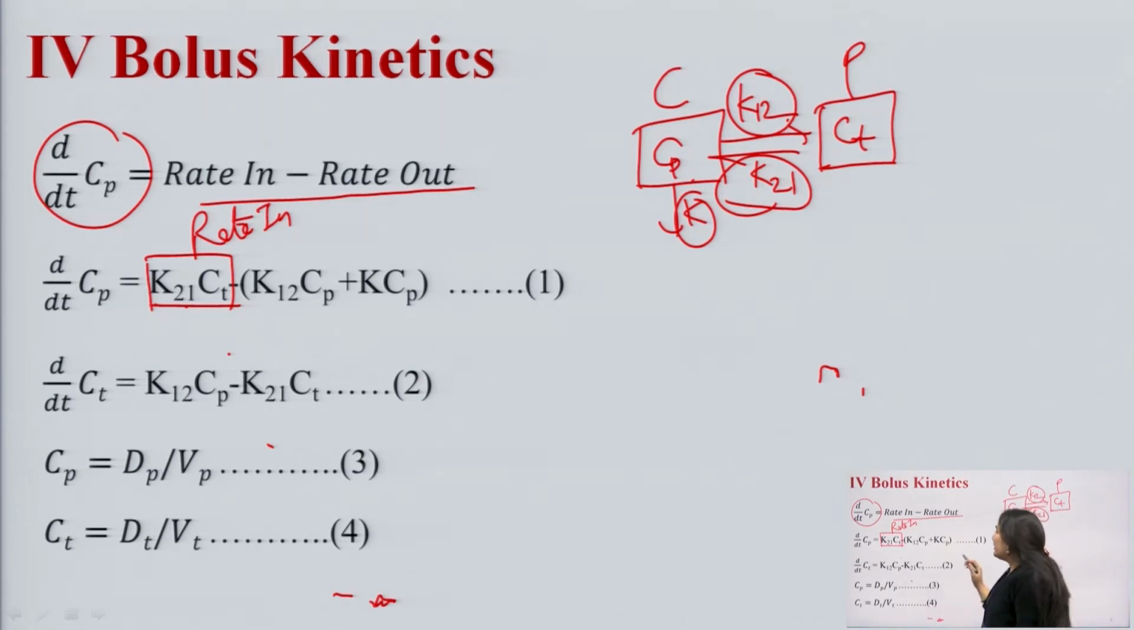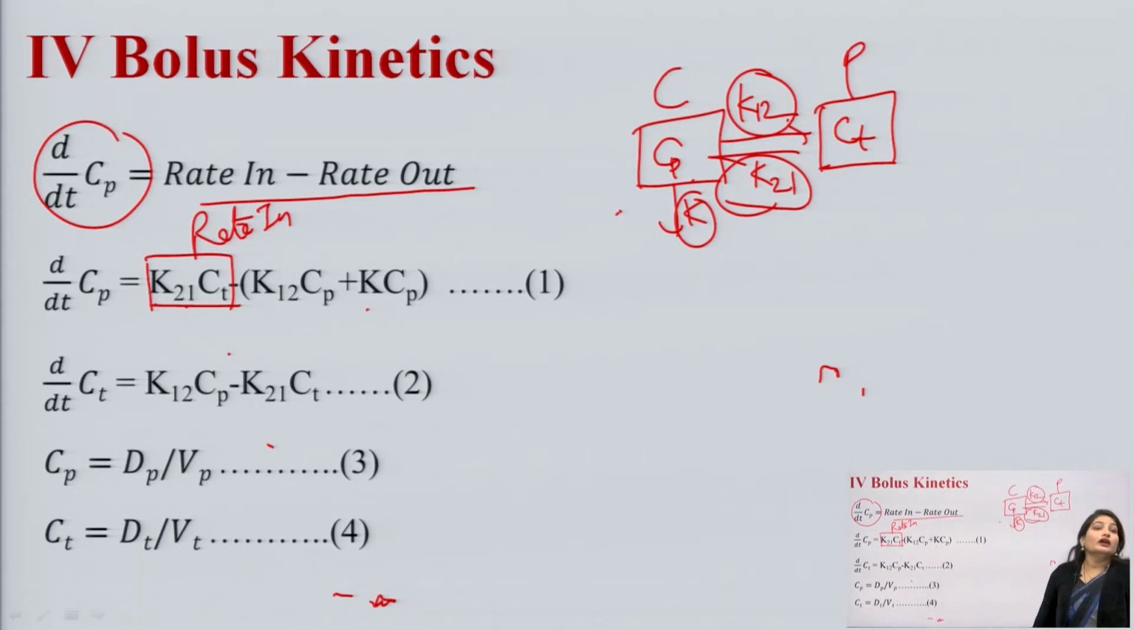Okay. That is why we have written rate in minus rate out. This rate in is K21 Ct. This K21 Ct is representing the value of rate in, and K12 Cp plus KCp is representing the value of rate out. Okay. So, this is all about the plasma drug concentration in the central compartment.